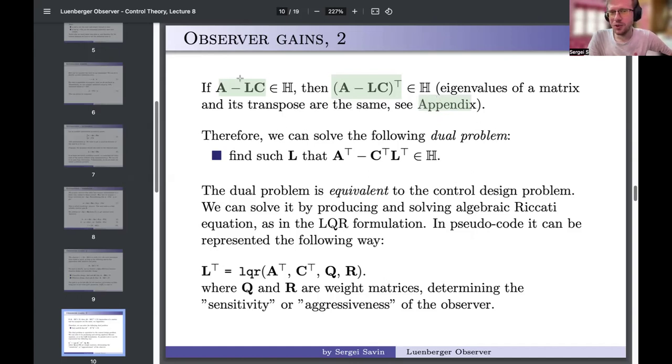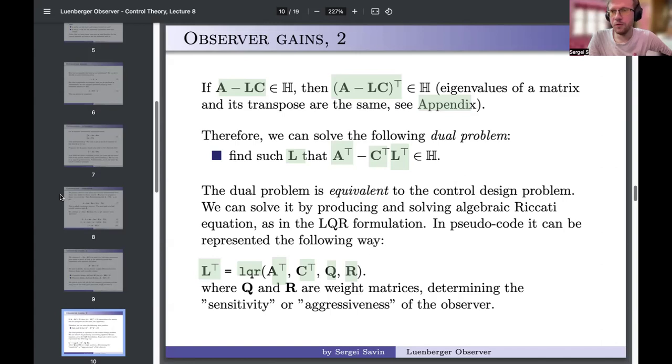So we have this situation where the eigenvalues of the transpose are the same as the eigenvalues of the original matrix. So we can try to find such L that A transpose minus C transpose L transpose is Hurwitz. But that problem is exactly the same type as control design, because now L transpose is on the right side of C, exactly like K was. So now we can just solve it using the Riccati equation. I can write out the solution in such a way: L transpose can be found by solving LQR for A transpose, C transpose, Q, and R. Q and R are our cost matrices.